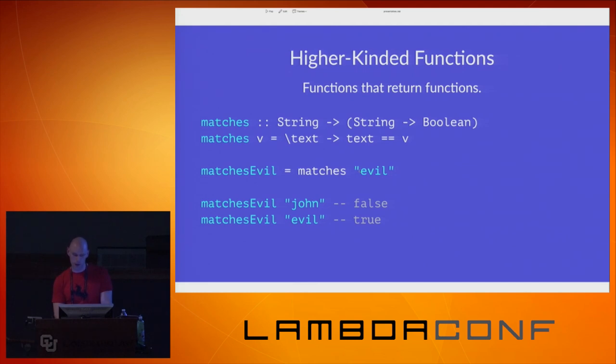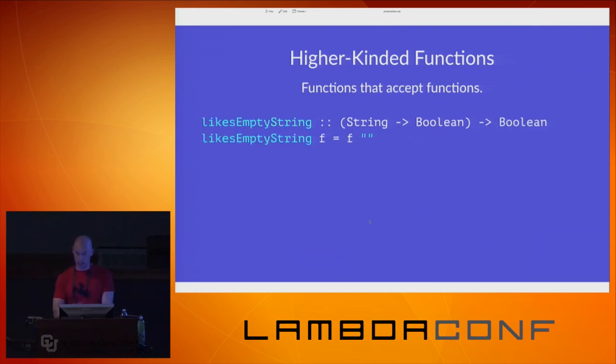And I want a matcher for the phrase evil. So I call my matches function with evil, and matches, the domain is a set of strings. So I'm going to feed in this evil string to my function, and it's going to return another function that's going to tell me if a string I feed to it matches evil. And so I create this matches evil function by passing in a string evil to this higher order function matches, which returns another function. So matches evil here is a function. Matches evil is a function that takes a string and returns a boolean value. And then I test my function called matches evil against John and evil. If John, it returns false, if evil it returns true.